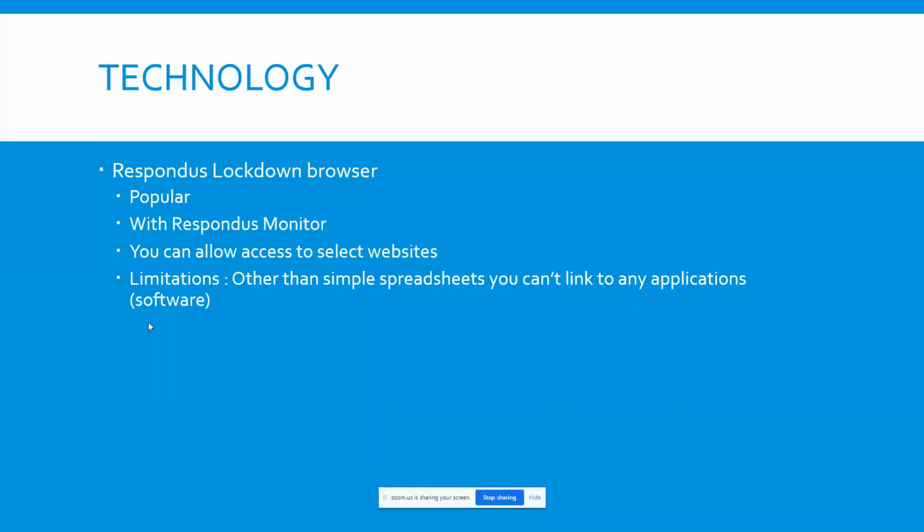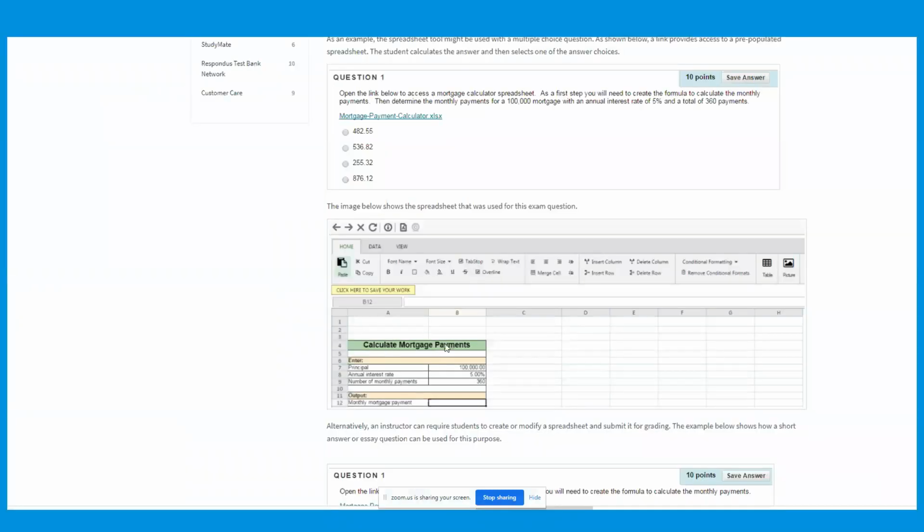When it comes to utilizing other software, it's very, very difficult. They have a spreadsheet in Respondus Lockdown, but the spreadsheet is very, very simple. It can probably help them with very simple calculations, but if you need to use any distribution or any type of advanced formulas, their Excel tool will not be useful. So this is a sample of this spreadsheet.